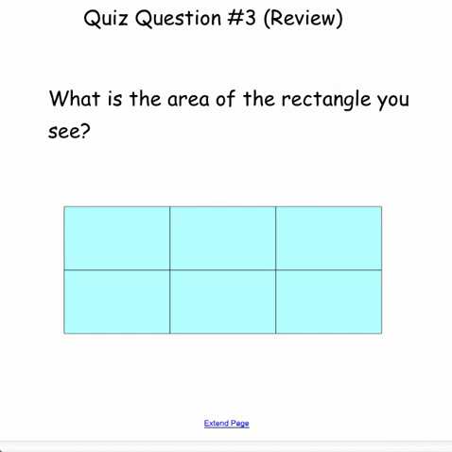Quiz question number 3. This question today is review from our last unit of math. The question is, what is the area of the rectangle you see? Please look at that blue rectangle, figure out what the area would be, and then write your answer and put this answer into the quiz.